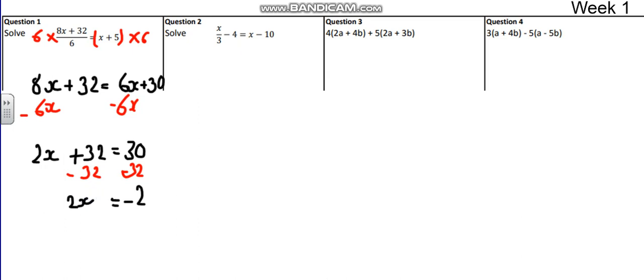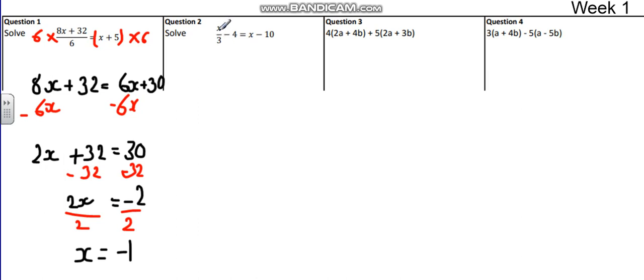Okay, and then you're going to divide both sides by 2 because there's 2 x's, and minus 2 divided by 2 is minus 1, so x is minus 1. And you can always check your answers, because if I put it back in, 8 times minus 1 is minus 8. If we add that to 32, that's 24. Divide by 6 is 4, so we get 4 on this side, and minus 1 plus 5 is 4, so it works.